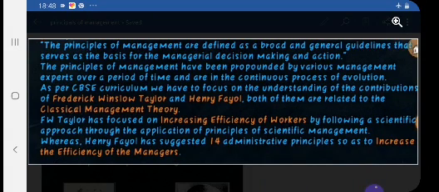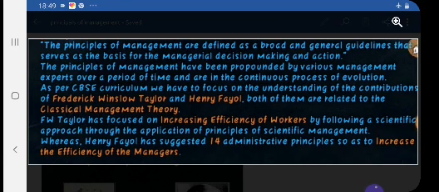Among them there are two main popular experts covered by the CBSE curriculum that we have to discuss: the principles given by F.W. Taylor, that is Frederick Winslow Taylor, and Henry Fayol. Both of them are related to the classical management theory.